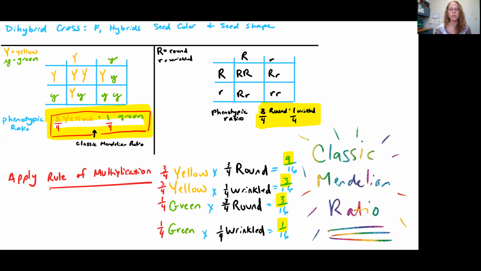Look at the numerators. You're going to get a 9 to 3 to 3 to 1 ratio. 9 dominant for both, 3 dominant recessive or recessive dominant, and then 1 recessive for both characteristics. So again, this is another one of those ratios that you can either memorize or you can just figure out every time.